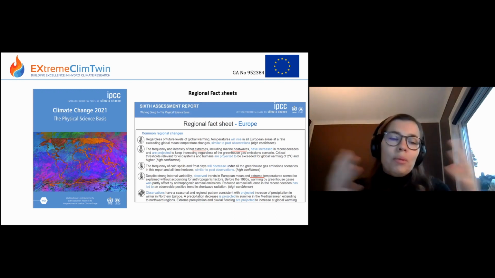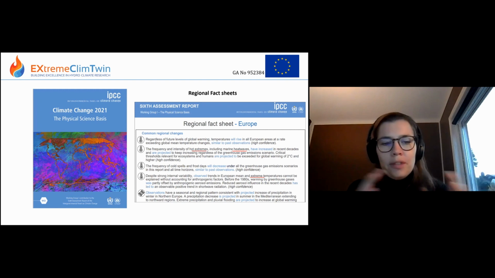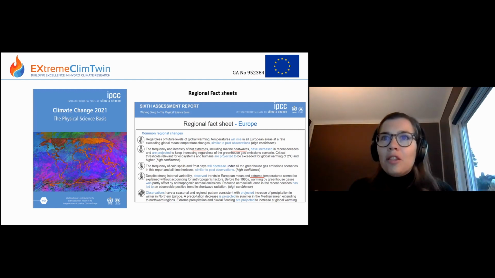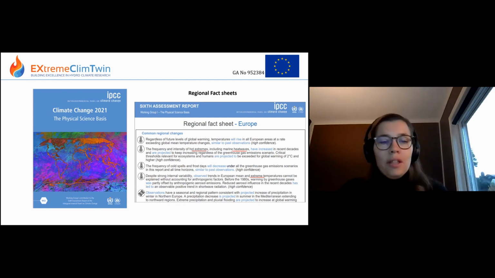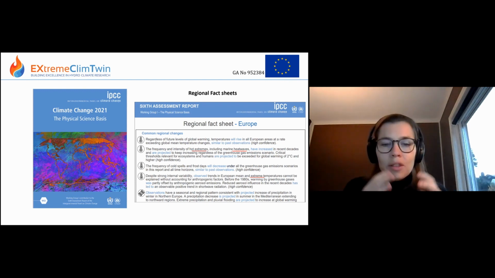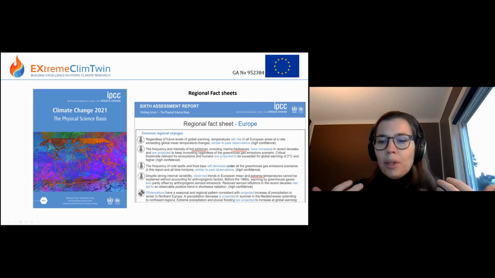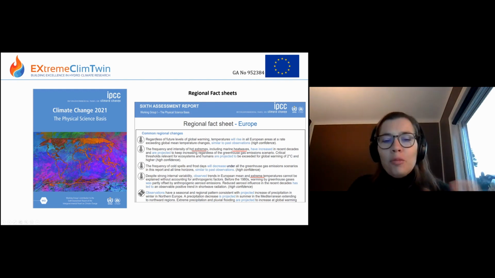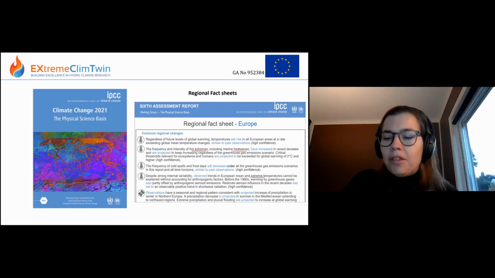You have Europe, of course America, Africa, and you also have different types of topography. So it can also be for urban areas, it can be for mountainous areas. So take a look if you are working on a specific region and you need to learn about the background of climate change in your region, that can be a good start for your research potentially.